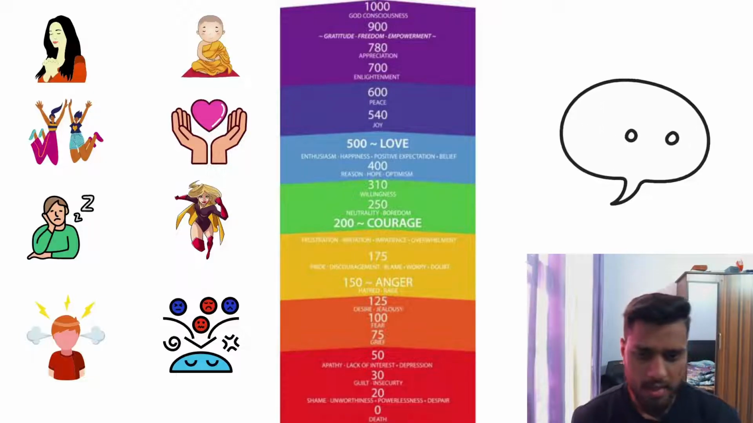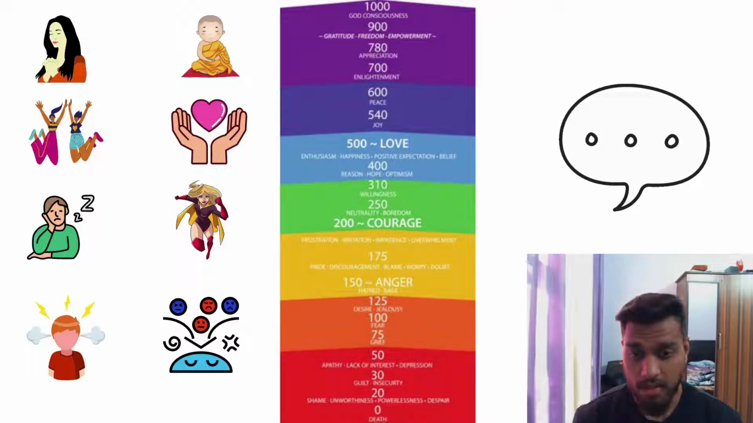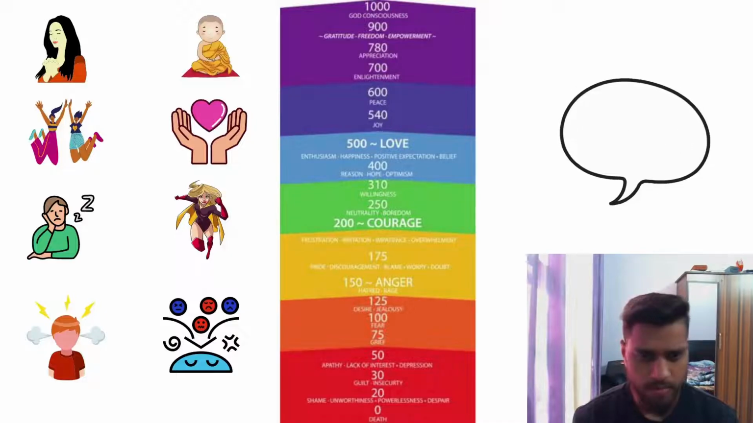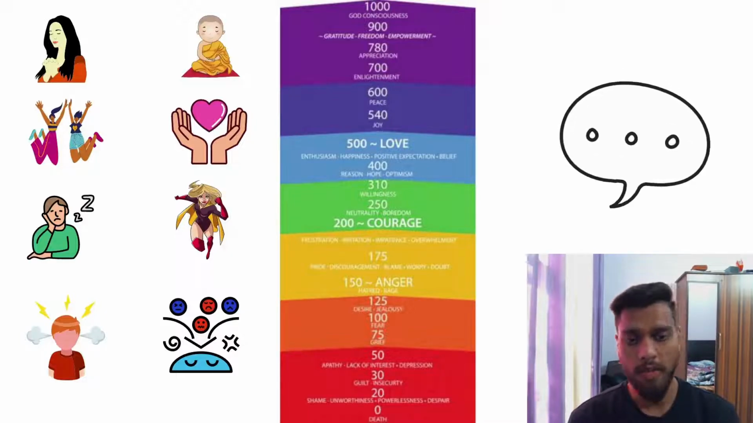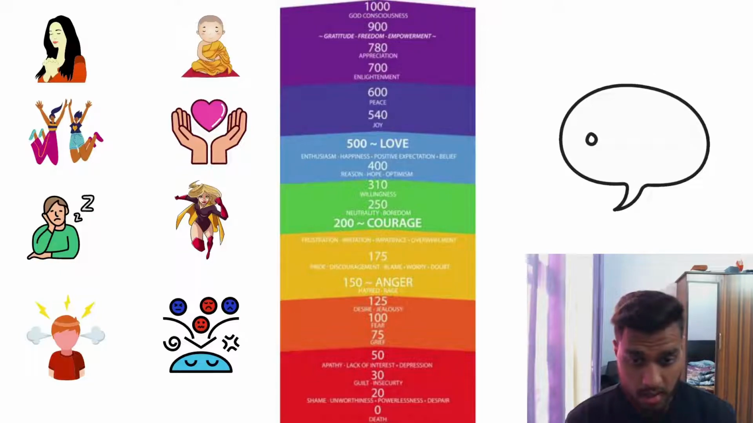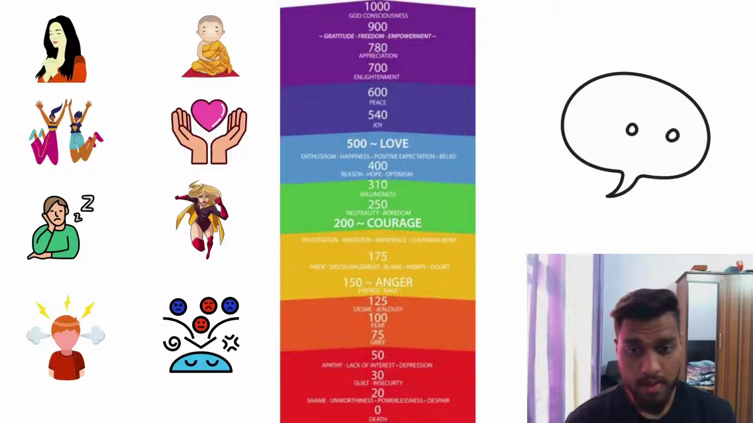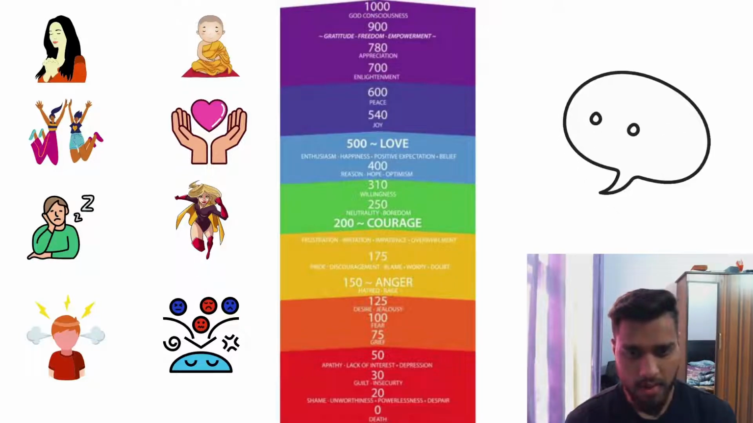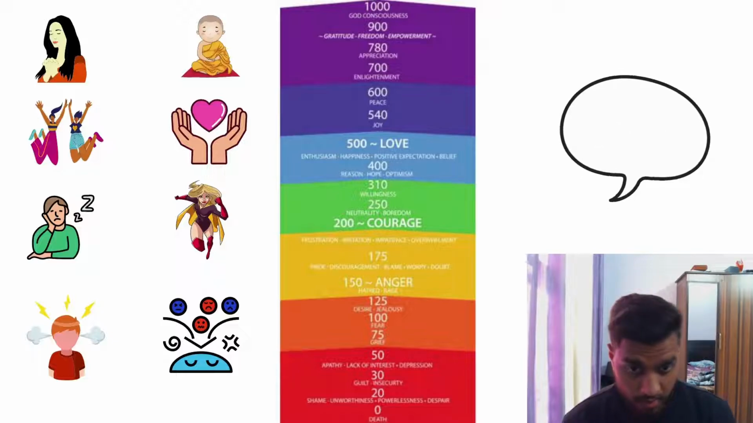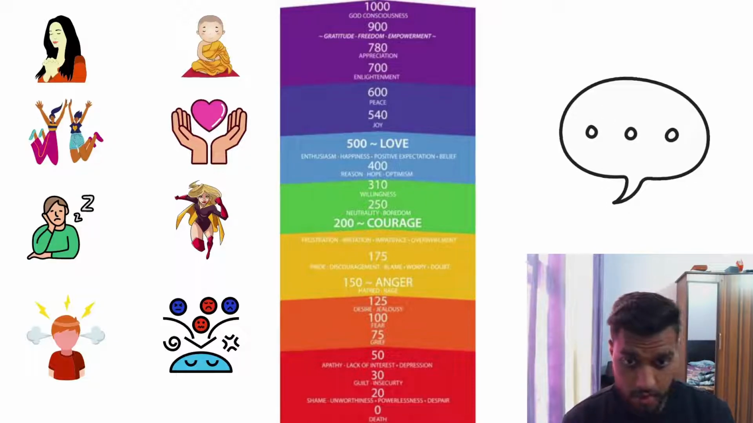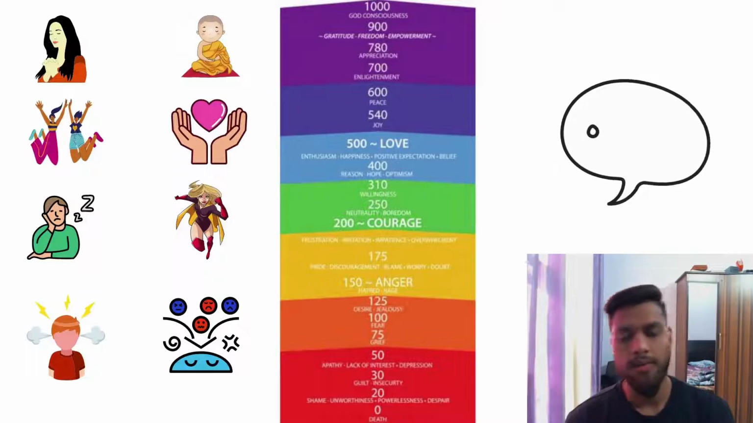At 20 it's shame, unworthiness, powerlessness and despair. So these are the most negative emotions. 30 is guilt and insecurity. 50 is apathy, lack of interest, depression. 75 is grief, 100 is fear, 125 is jealousy and desire.